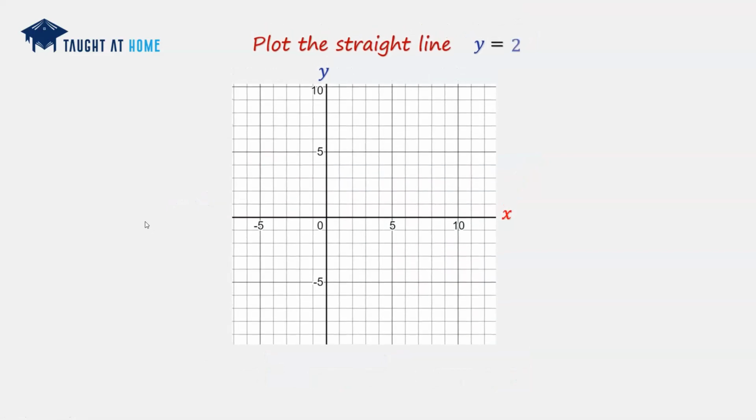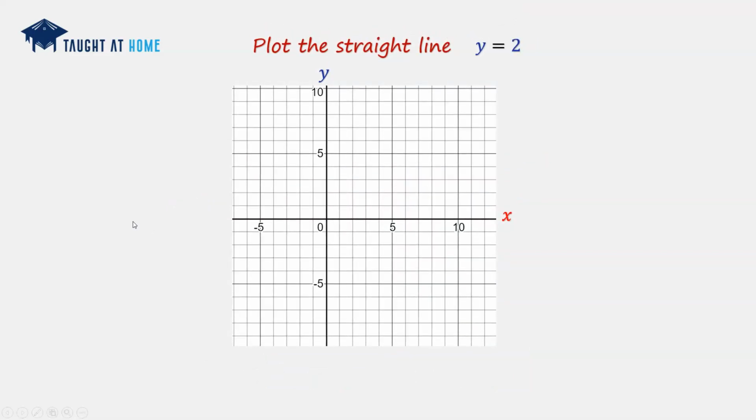Okay, let's try y equals 2. Now notice here we've got nothing to do with x, so for every point on this graph, y is equal to 2. So if we start at x equal to 0, y is going to be 2. When x is 1, y is going to be 2. When x is 2, y is equal to 2. So every point on this graph, y is going to be 2. So this is just a straight line through y equals 2.